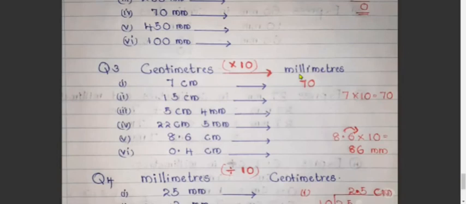Centimeters convert into millimeters. 7 centimeters. Centimeters convert into millimeters, multiply by 10. So 7 multiplied by 10 will be 70. 70 millimeters. Then 8.6 centimeters. 8.6 multiplied by 10. Then you move this decimal point from left to right. 86 millimeters.